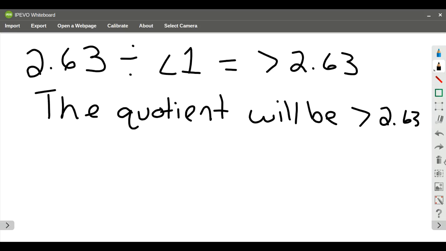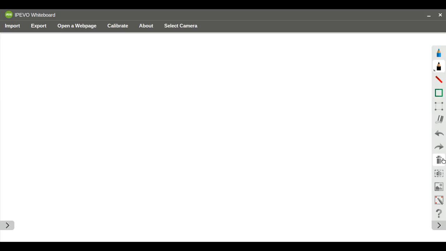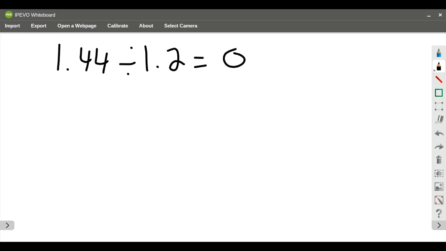All right, number 2 says Lena found that 1.44, so 1 and 44 hundredths, divided by 1 and 2 tenths is equal to 12 hundredths. Did she put the decimal point in the correct spot? The first thing we need to do is evaluate. 1.44, I'm going to say that's close to 1.5, and I'm going to divide this by 1. So 1.5 divided by 1 is going to be 1.5.